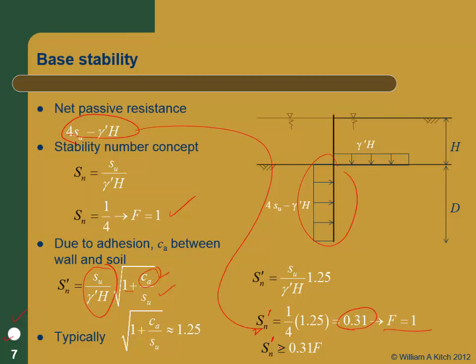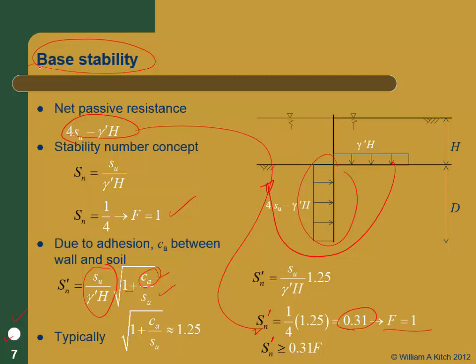So when we're checking basal stability, we just want to make sure that S' is greater than about 0.31 times whatever our factor of safety is that we're happy with. So if it's a factor of safety of 1.5, or if it's a really sensitive structure, you might want to do more than that. But we're just going to make sure of the stability number. So this is our check on global stability. This is preventing our global stability, or what we call basal stability.